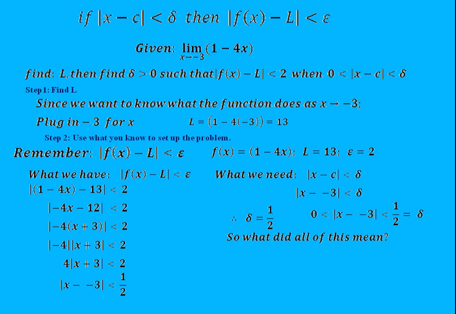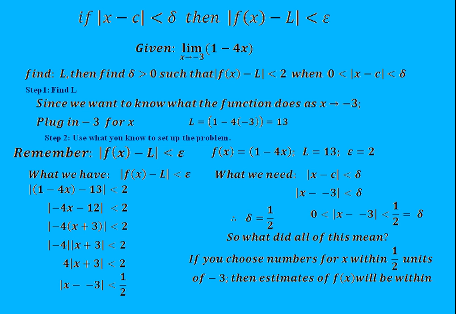So what did all of this mean? It means that if I choose numbers for x within 1.5 units of negative 3, then the estimates that I get from my function will be within the allowable error, 2 units of L, when L is 13 in this case.